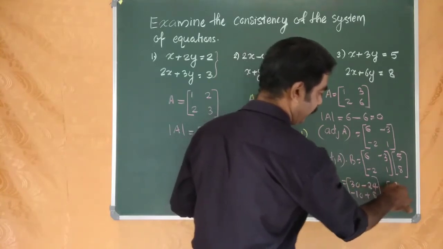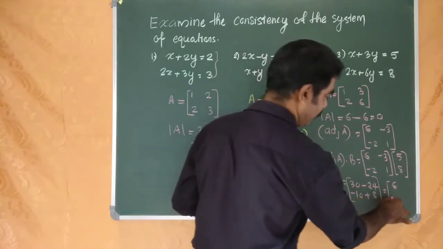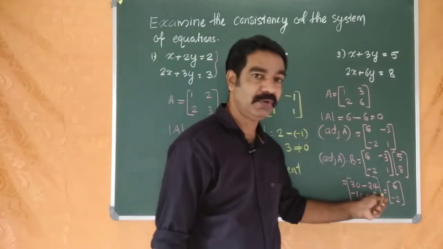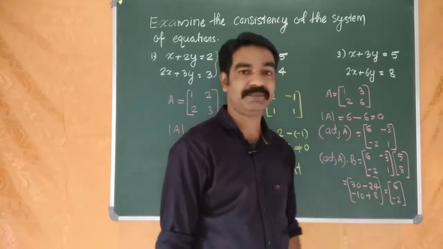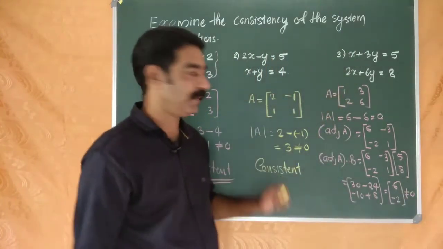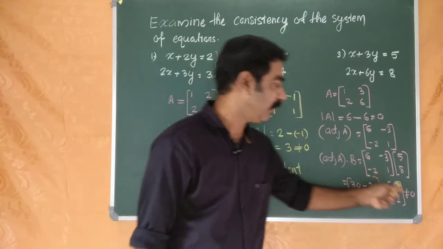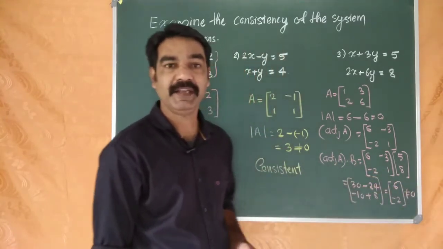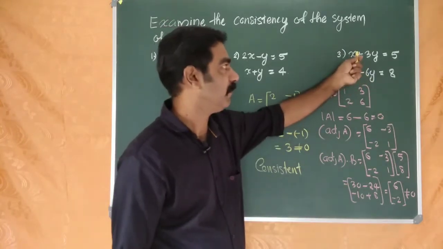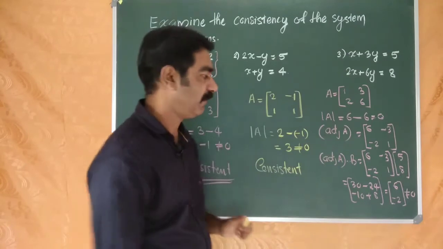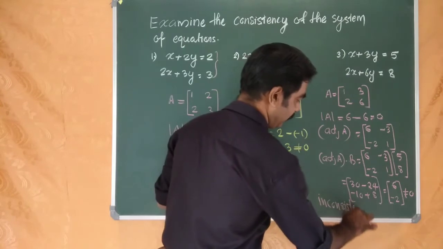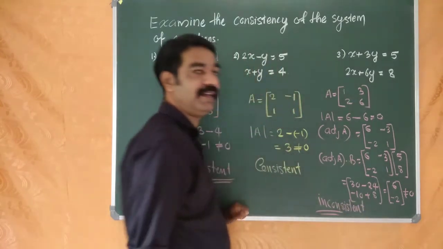So that is equal to 30 minus 24, which is 6, and minus 10 plus 8, which is minus 2. So Adj A into B is equal to the column matrix 6 and minus 2, which is not a zero matrix. I already explained that if Adj A into B is not equal to 0, the solution does not exist. This system of equations has no solution and is said to be inconsistent. Okay, the equations are said to be inconsistent.